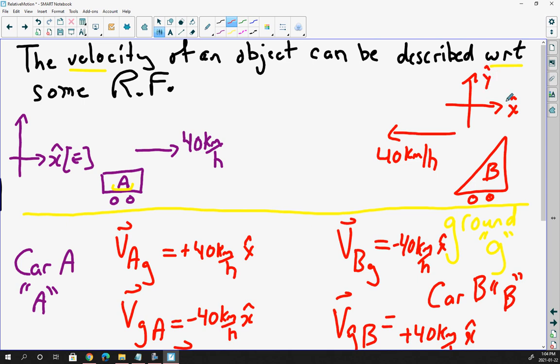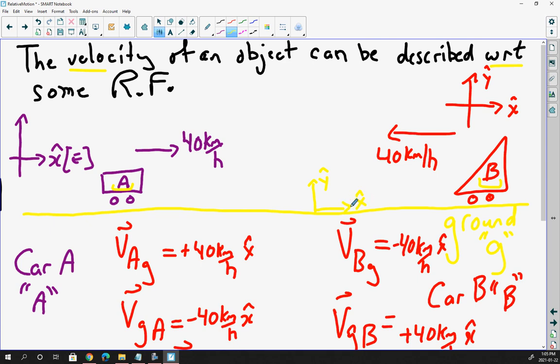X hat is east, Y hat is north. And this reference frame is part of this car here. It's stuck to this car here, Car B. This is a sports car. Look at that. Okay, it's aerodynamic. And then the third reference frame is just some dude hanging along the side of the road here, watching what's happening.